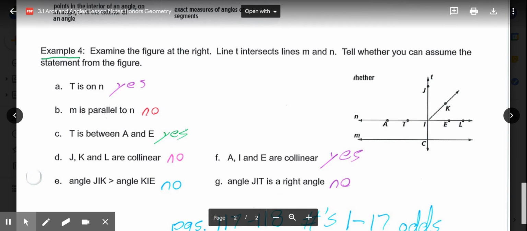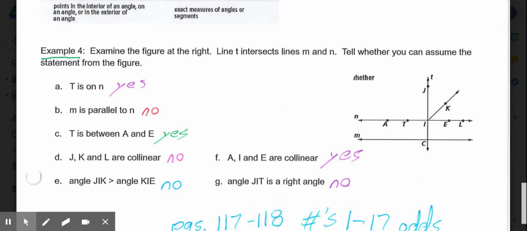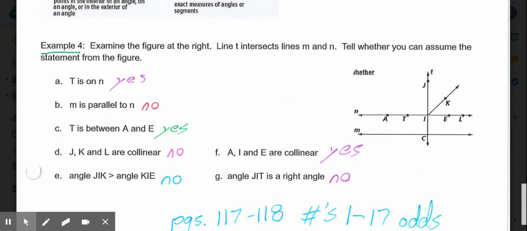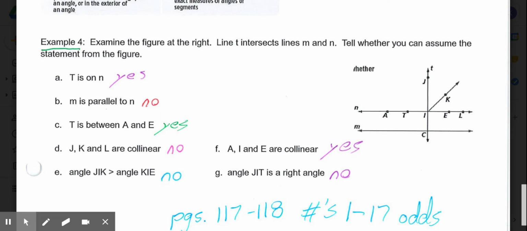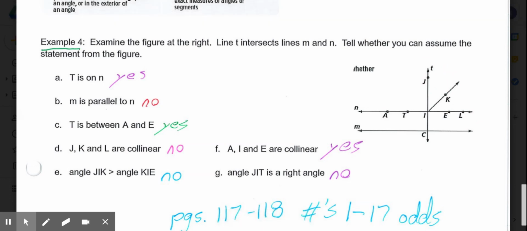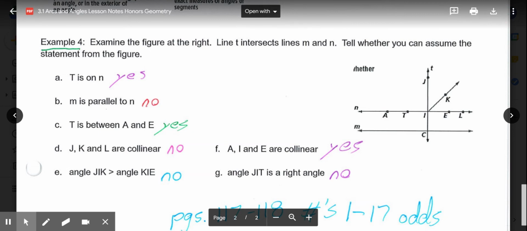In C, point T is between A and E. So A, T, and E are all drawn on the same line. T is between the endpoints A and E. So yes, we can assume that. J, K, and L are collinear. They look like they could be, but there's no line drawn. So we would say no, we cannot assume that. In E, it says angle JIK is greater than KIE. Now, from looking at it, it looks like it's greater than, but without measures, we cannot assume that it is.